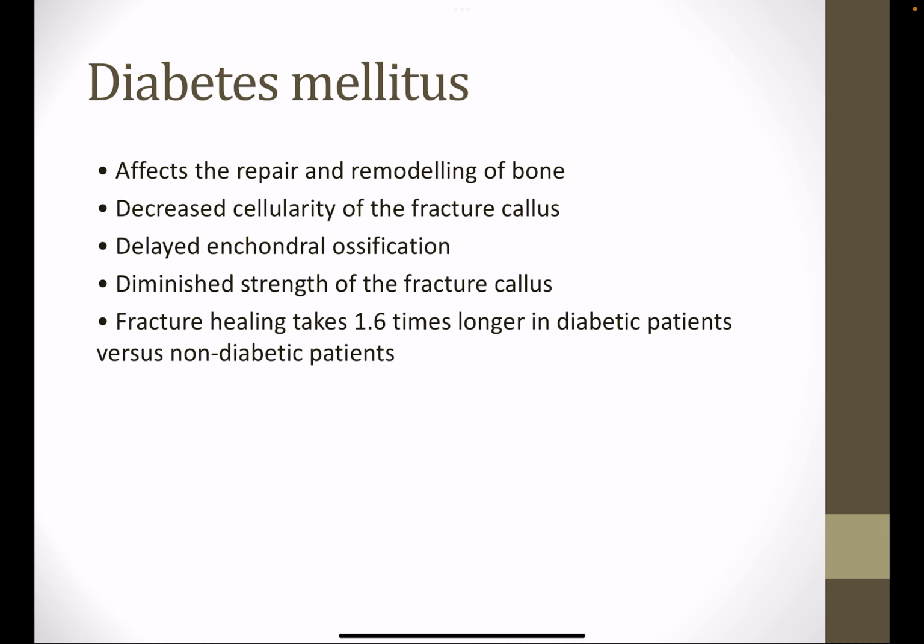Diabetic patient, fracture healing is affected. How is it affected? What steps are affected? It affects the remodeling. First, it affects the remodeling. It decreases cellularity at the fracture callus, which is soft callus. It affects stage of remodeling.